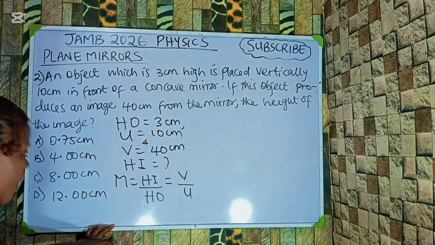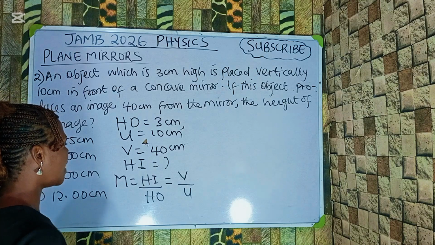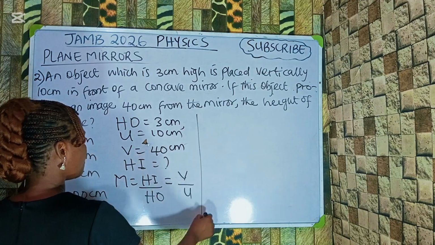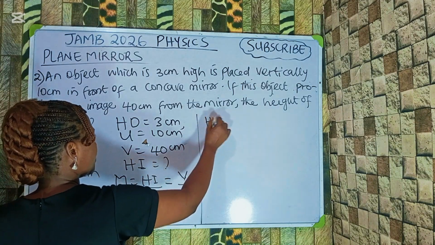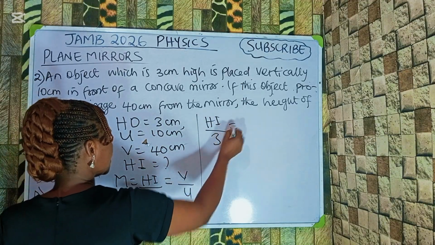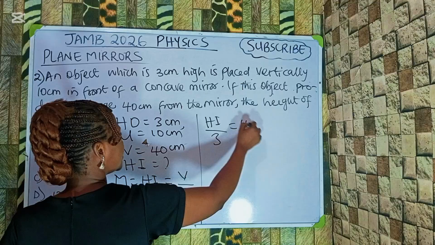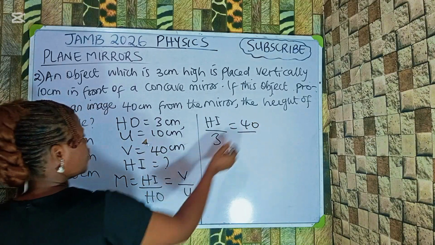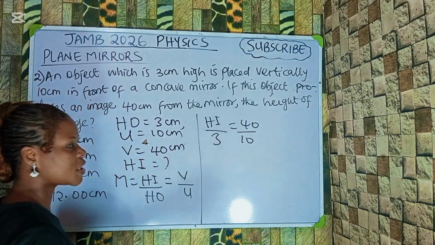So we do cross multiply. Let's just put in our values. What do we have? This is what you're looking for. So HI, all over what? The height of object is 3, then it equals my V, which is 40, divided by my U, which is what? 10, right? We do cross multiply.